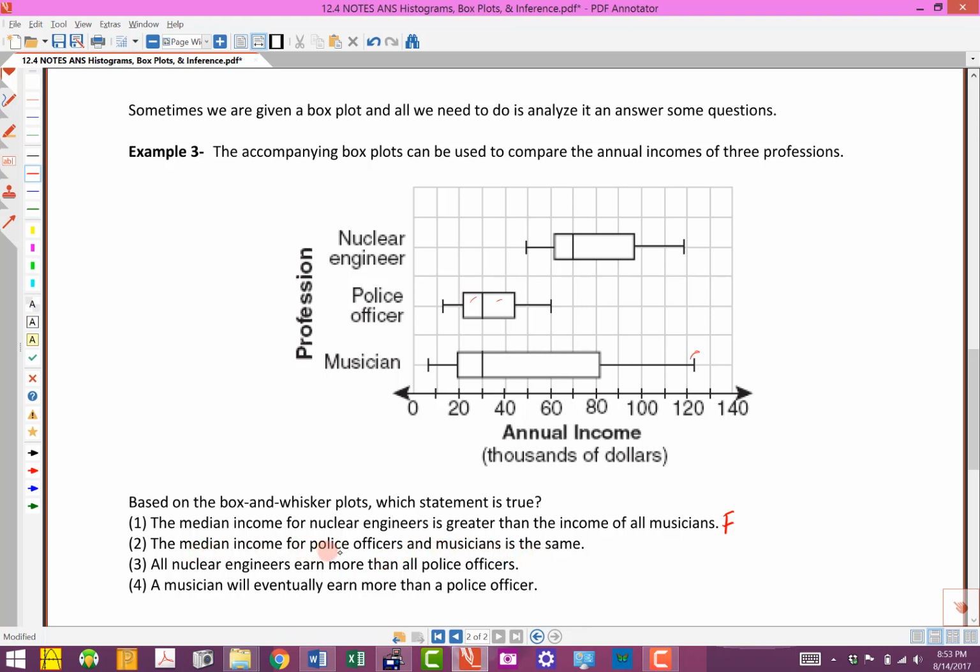The income for police officers and musicians is the same. The median income for police officers and musicians is the same. Median income is the center of the box. So that one is true. So this one is the true statement, so we're going to grab that one. But let's just check the other ones.